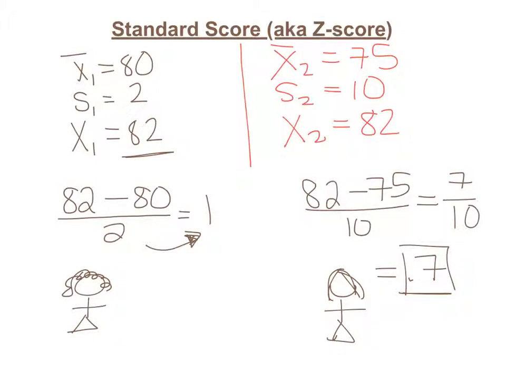Of course, they both got 82s, but this is just measuring them, comparing them relative to the rest of the people of their class. That is the important thing about measures of position. They're always relative to the data set. You have a different data set, could be a different measure of position.